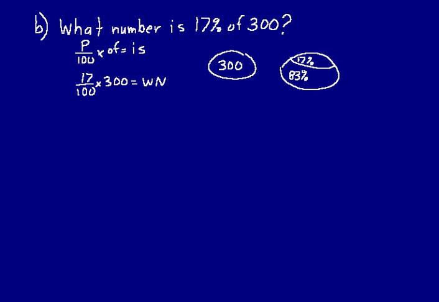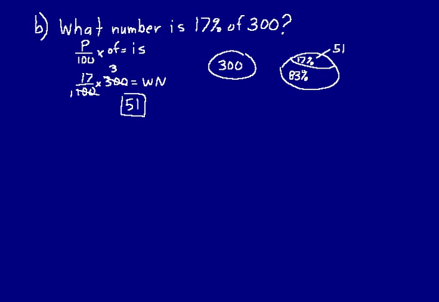So let's just go ahead and do the math here. 17 times 300 over 100. We could simplify 300 over 100 to 3 over 1. And so we end up with 17 times 3 over 1, which is just 51. And so that's what our answer is, 51. 17% of 300 is 51.